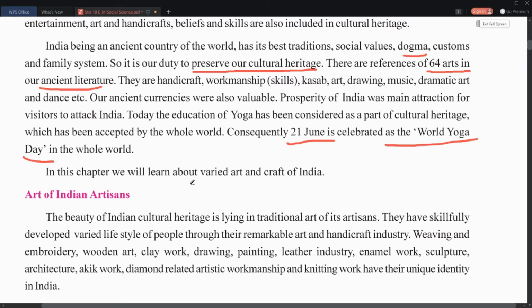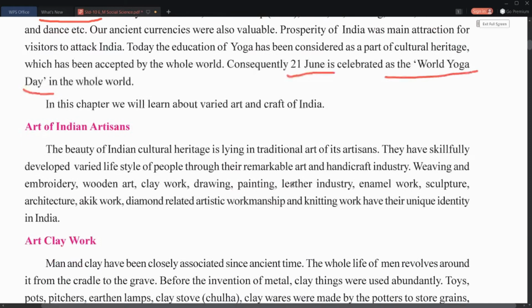In this chapter, we'll learn about varied heritage, varied art and craft of India. Art of Indian artisans. What do you mean by artisans? Artisans means skilled workers, skilled laborers. The beauty of Indian cultural heritage is lying in traditional art of its artisans.